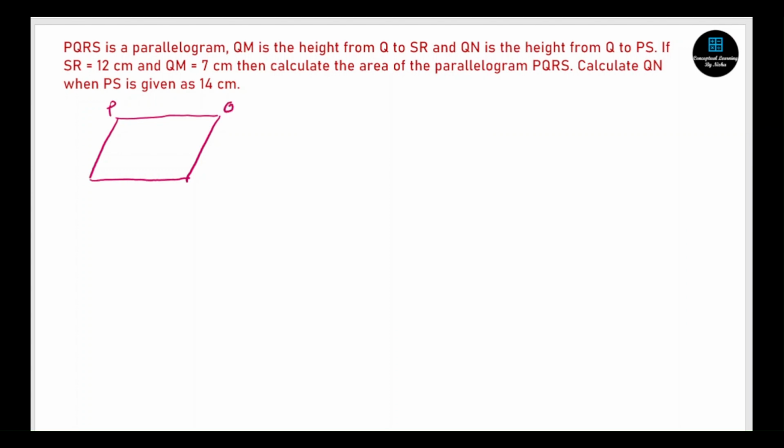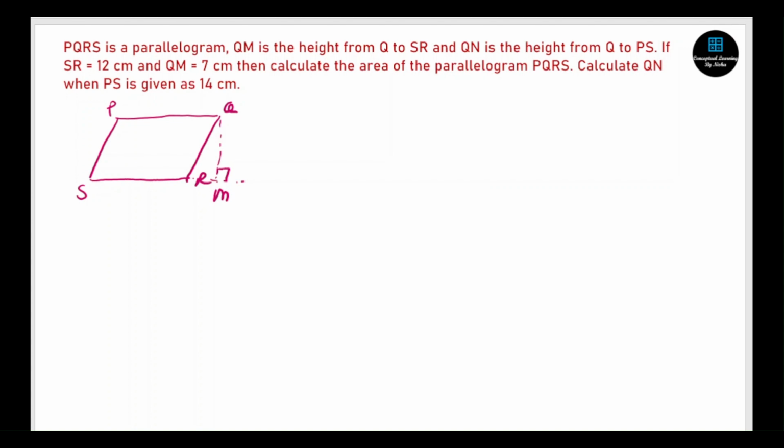So P, Q, R and S. Now QM is the height from Q to SR. Now this is the side SR and I want to draw the perpendicular. So the perpendicular will be the outside of the parallelogram. So this is the point N. Okay, QN is the height from Q to PS.